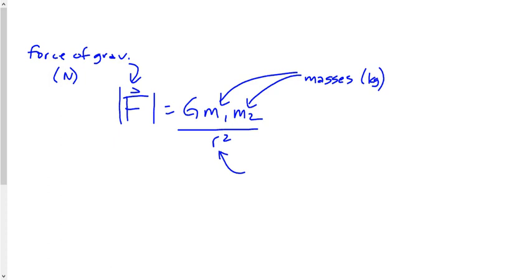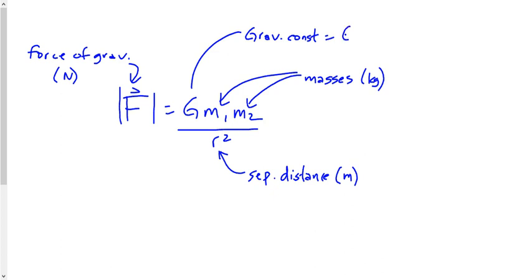R stands for the separation distance, the distance that separates the two masses. Some people get this confused with a radius. It's not necessarily a radius. It's just the distance between the two objects where you're trying to find the force of gravity. That's going to be measured in meters. And G is called the gravitational constant. That's not 9.81. Rather, that's 6.67 times 10 to the negative 11 newton meter squared per kilogram squared.